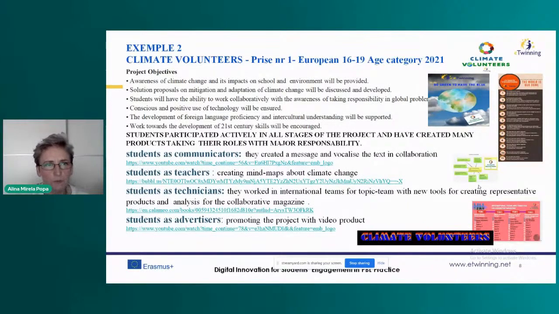But here I want just to tell you about the same roles we gave to students as communicators. When they created, as you see here, an infographic with some text created by them. We helped them, of course, and they recorded the audio of this text, and we cut the audio and put it together in a common video about climate action.